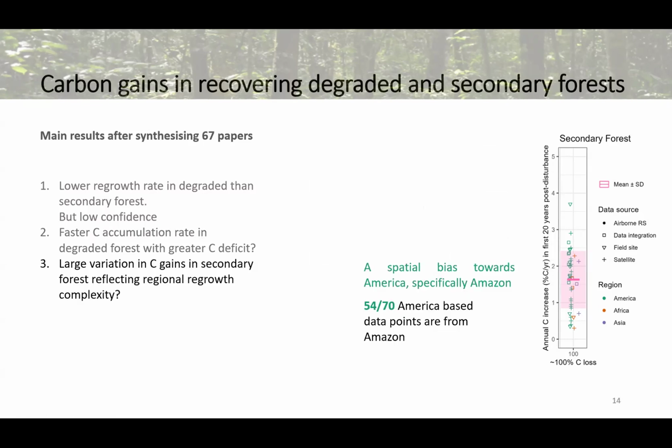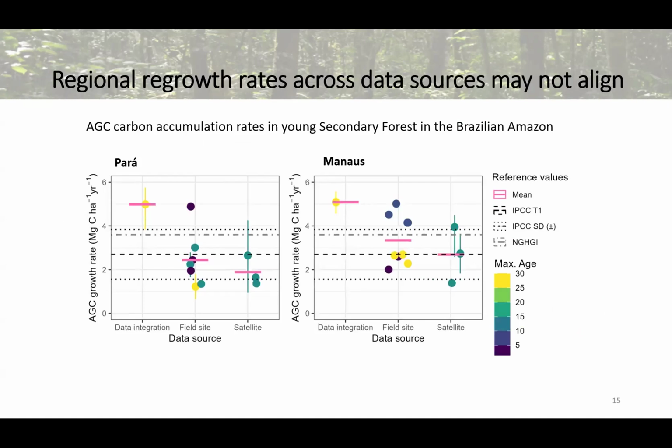Zooming into just secondary forests, we can see there's large variation in the carbon gains across the secondary forest, which, as we know, reflects the regional regrowth rates and their complexity. And again, there's quite a strong bias towards the Americas, but especially the Amazon. But we've used this to our advantage, and we've zoomed into 2 regions in the Brazilian Amazon, Pará and Manaus, to look at the differences between different data sources. And what we can see is that generally, each of these data points sits within the IPCC Tier 1 standard deviations and also within the greenhouse gas inventory boundaries.